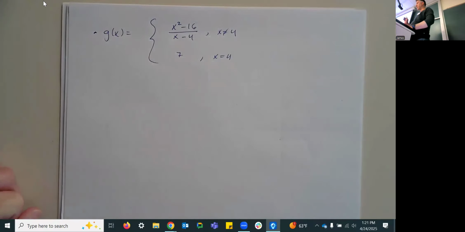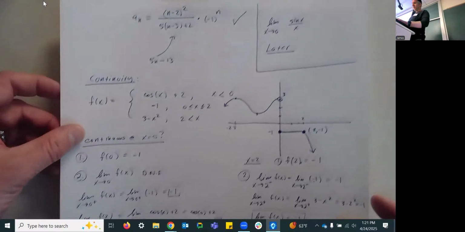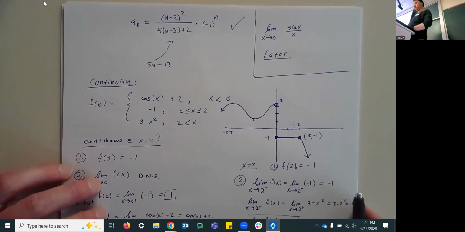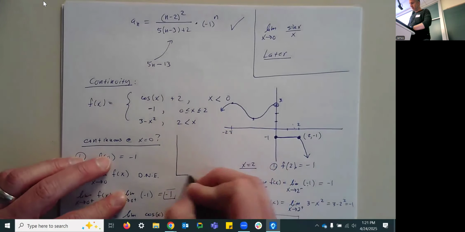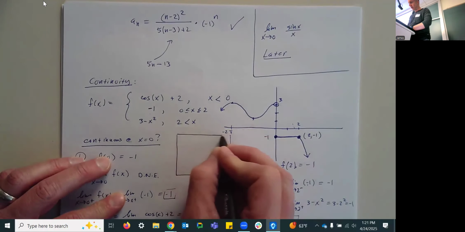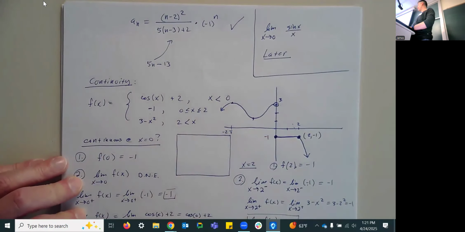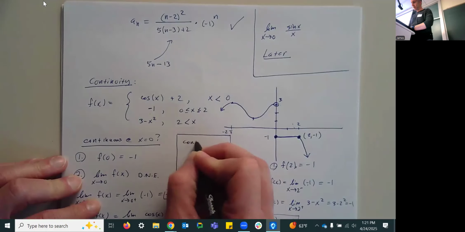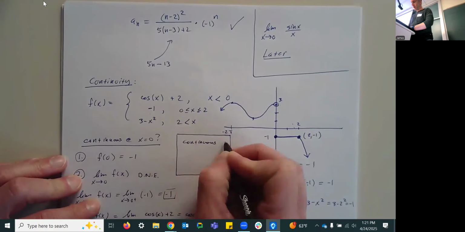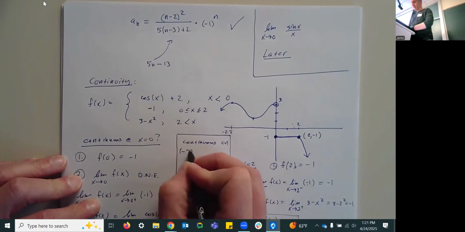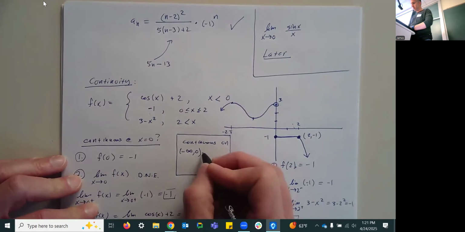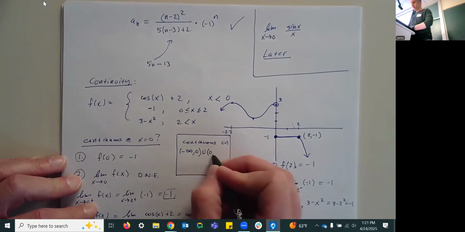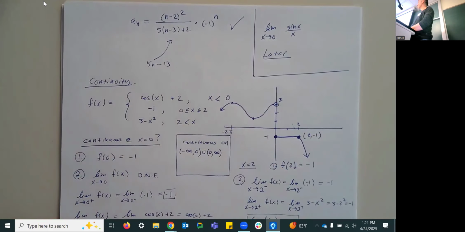Oh, I should back up one second to the previous question. For the previous question, if they ask you where this function's continuous, our answer should be the interval of continuity. So this function was continuous everywhere except at 0. So it's continuous on the interval from negative infinity to 0, excluding 0, union 0 exclusive all the way to infinity. If 2 was also missing, then we would have had 0 to 2 with parentheses, and then 2 to infinity.